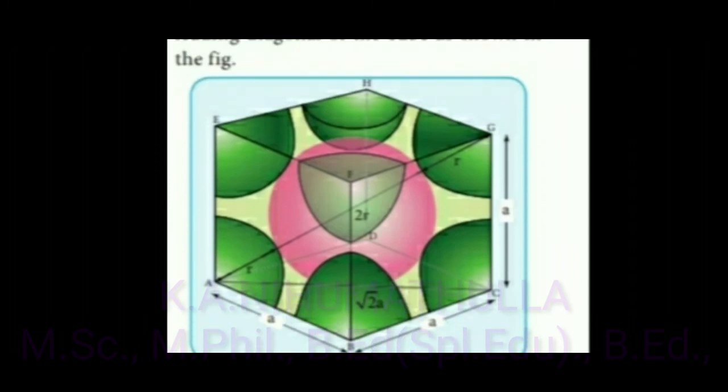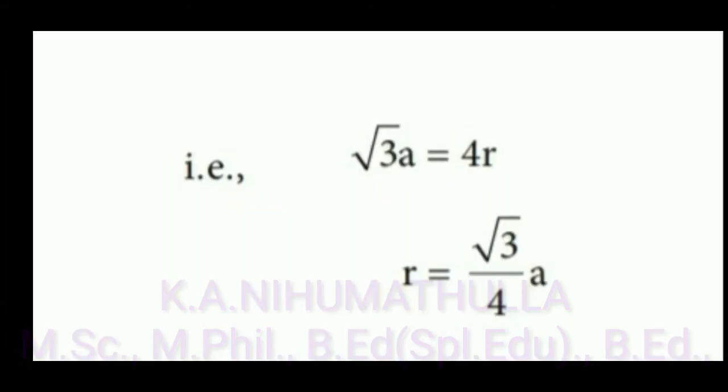We know what AG is: AG is 4R. 4 radii cover the AG line. See the AG line, a diagonal line drawn passing through the body center atom. AG covers how many radii? 4 radii. First one semi sphere, 1R, then the full body centered atom with pink color, 2R, finally 1 radius. Now the final equation is: root 3 a equals 4r, so r equals root 3 by 4 into a.